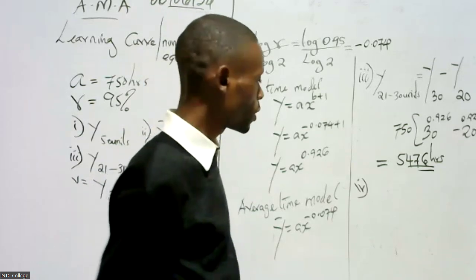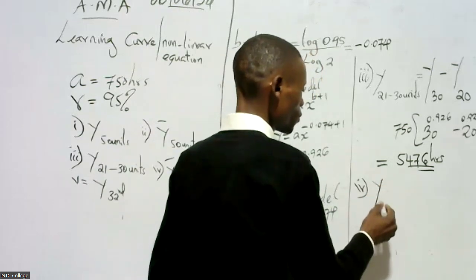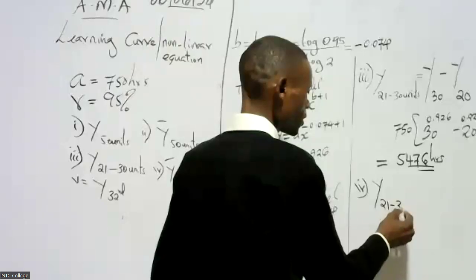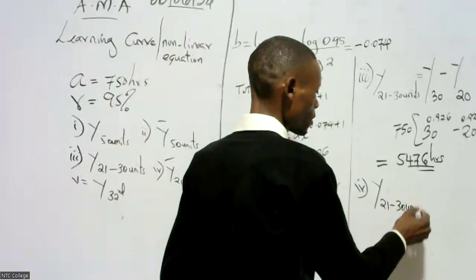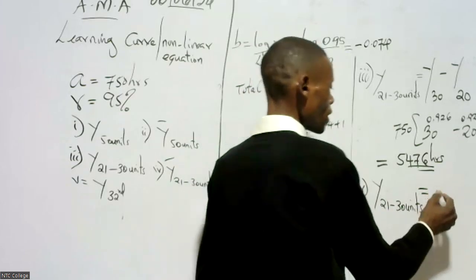How do you use the literal way? You'll say, here, time taken to produce 21 to 30 units. You take total time.